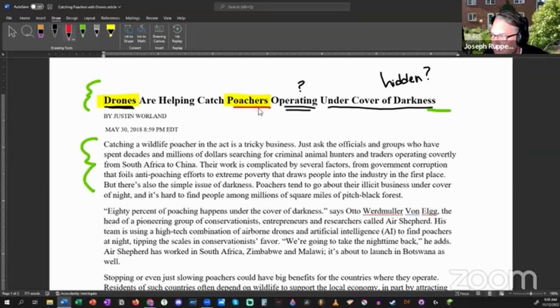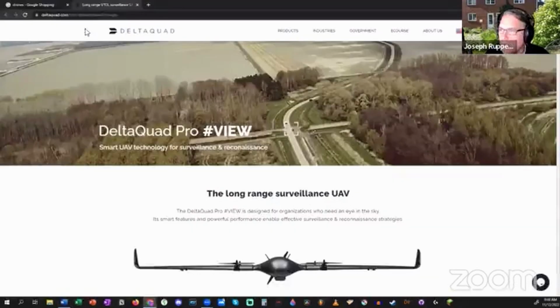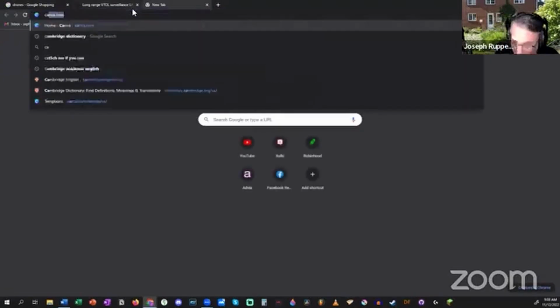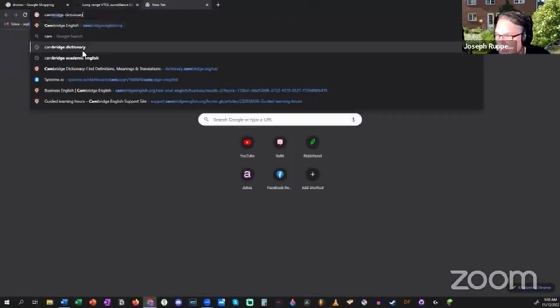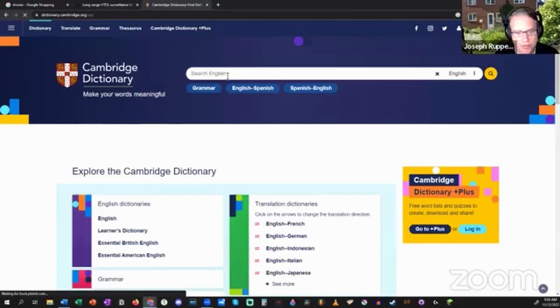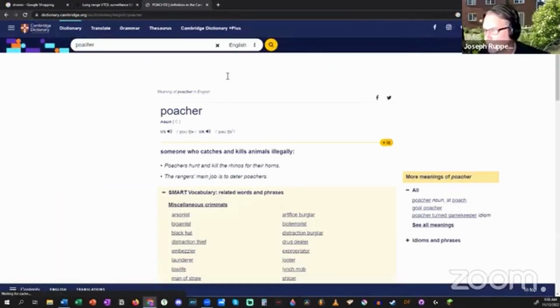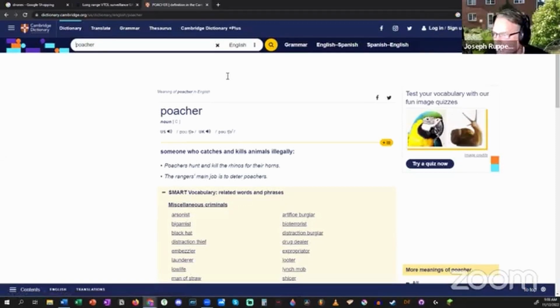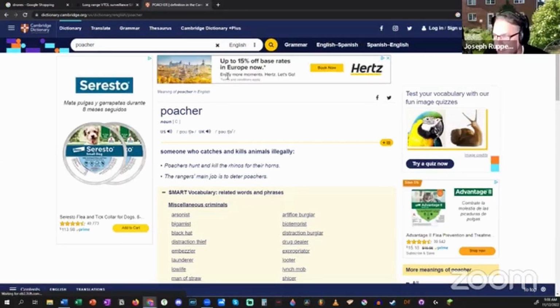This is something that we need to really clarify. Let's look at poachers here. What is the meaning of poachers? So we're going to go to the Cambridge dictionary here and take a look. Poacher: someone who catches and kills animals illegally. Someone who catches and kills animals illegally.